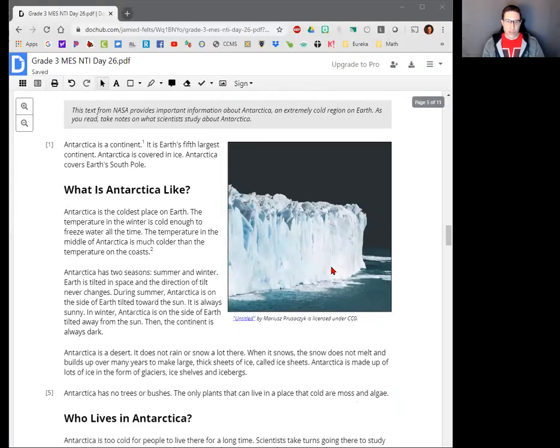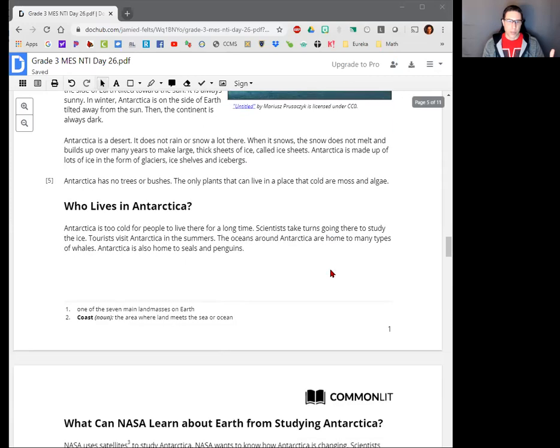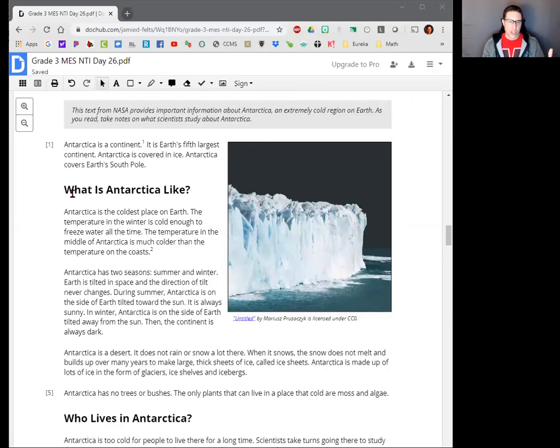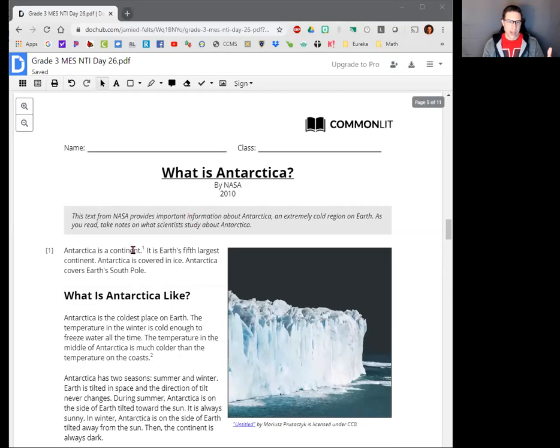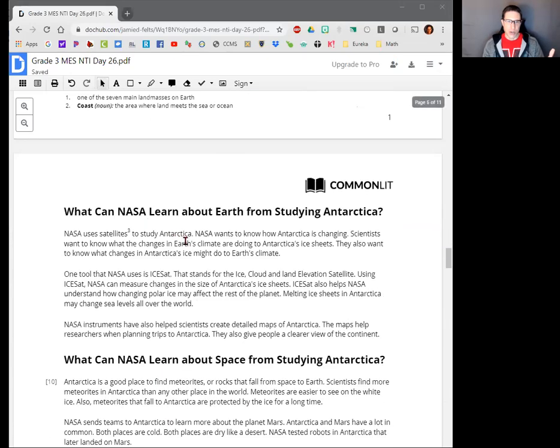Antarctica, and there's lots of facts in here. Love learning new things about different places. And pay attention to the text features. We've got a picture here, and we've got headings and subheadings. We've got numbers to go along with the paragraph. So that's paragraph 1. And then here's paragraph 5. They didn't number these other ones, but you can if you need to. 1, 2, 3, 4, 5. And then that just keeps on going.